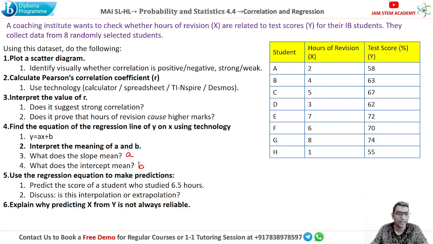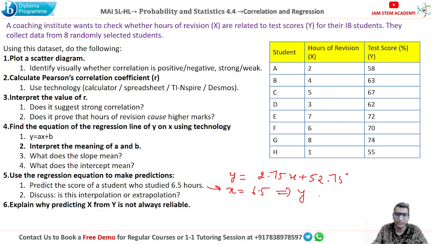Now the fifth part, it says use the regression equation to predict the score of a student who studies 6.5 hours, so somewhere in between this range. What we can do is use our equation of linear regression, y equals 2.75x plus 52.75, and for this part I will substitute x equals 6.5. Corresponding to that, you can do it with your calculator, and you will end up getting a value of 70.625 something.